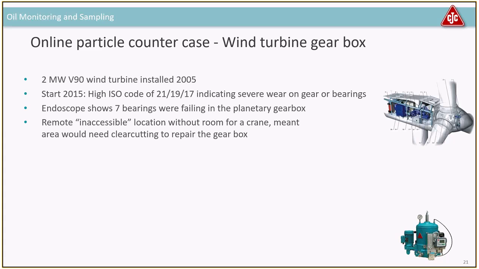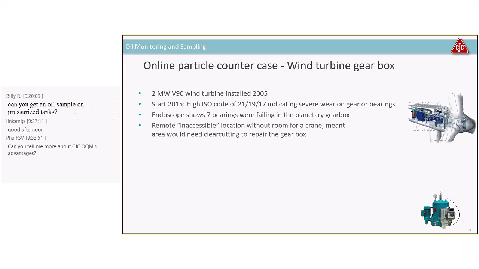So when you're using online particle counters, what could then help you in real life? Well, here's a case from a wind turbine in Germany. It was installed in 2005, and they had issues after about 10 years. You could see that the ISO code is really high, and they did an endoscope showing a failing of the planetary gearbox and 7 of the bearings.